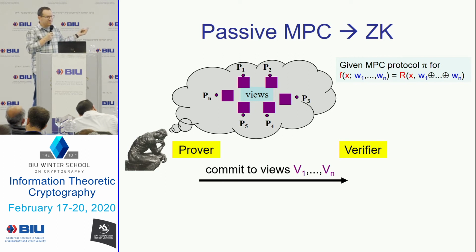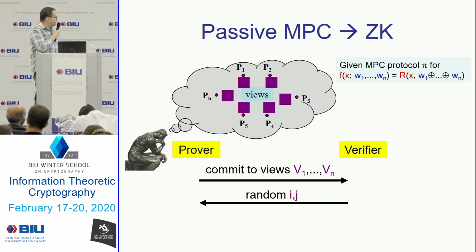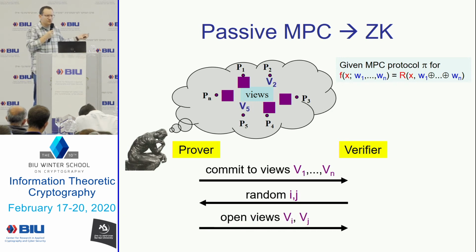Is this good? No, this will break zero knowledge. Instead, what the verifier can afford to do, because the MPC is secure against two parties, is just pick a pair of random parties and ask the prover, please open these 2 specific views. The prover has to comply, or else the verifier rejects.